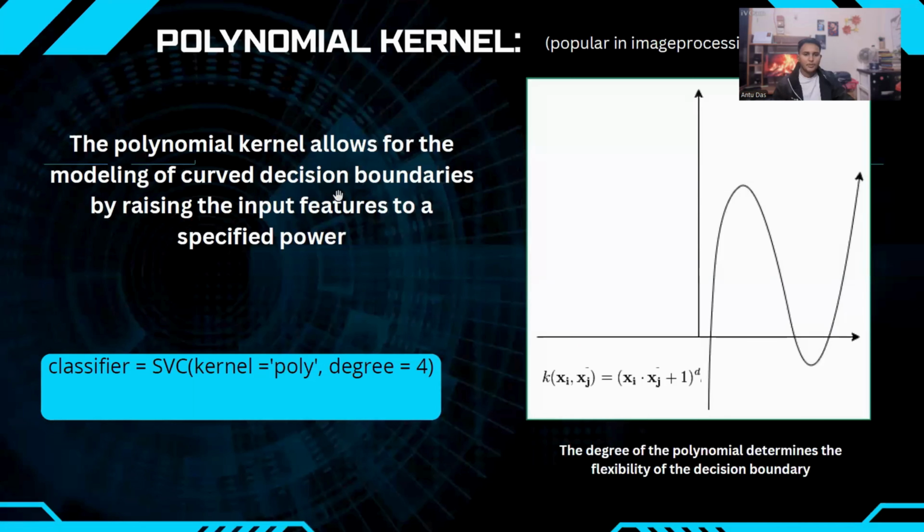Next, polynomial kernel. It allows for modeling curved decision boundaries by raising input features to a specified power. So this is the equation for this kernel function. Here d is the degree of the polynomial, which determines the flexibility of the decision boundary. We use the classifier SVC with kernel equal poly and degree of 4.